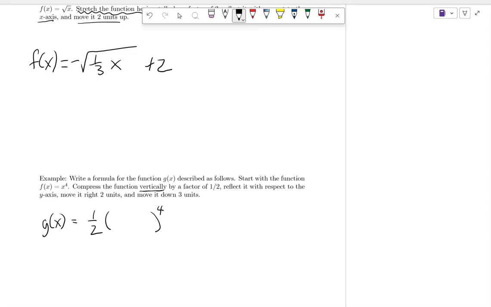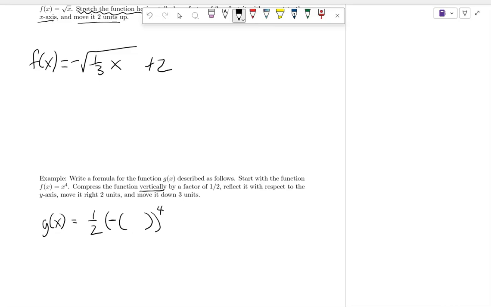Good. If it were compress horizontally, what would we do? If it said horizontally rather than vertically? Put a 2 on the inside. Yeah. It's the opposite, right? So if it's on the inside, it's the opposite of what you think it should be, right? Okay. All right. Reflect with respect to the y-axis. Reflections we do with a negative. If it's about the y-axis, go to the inside, right? So we'd have a negative on the inside.